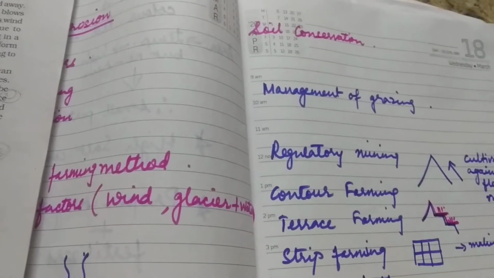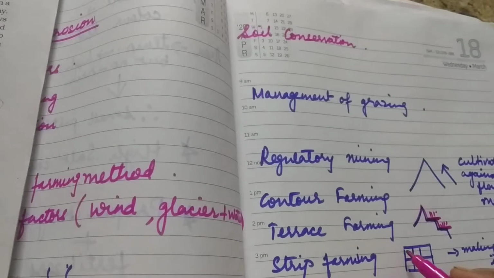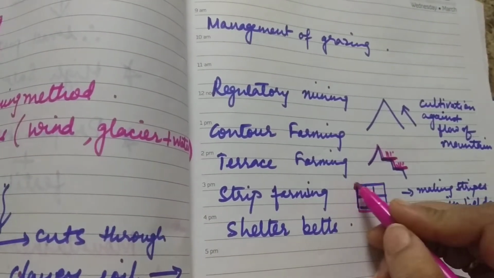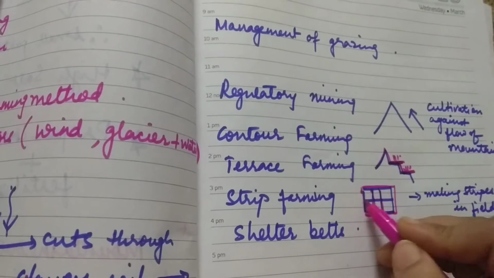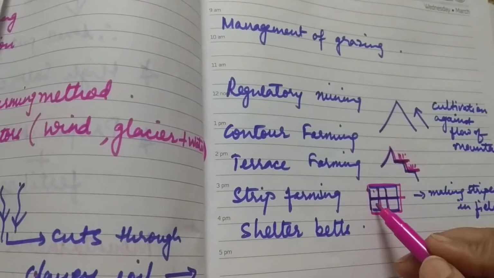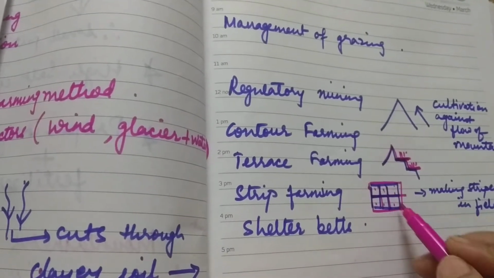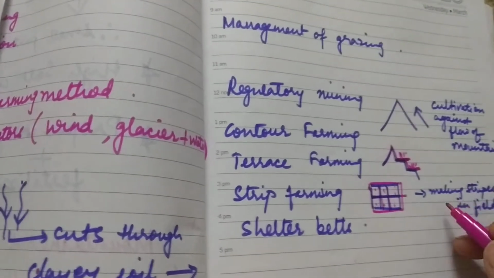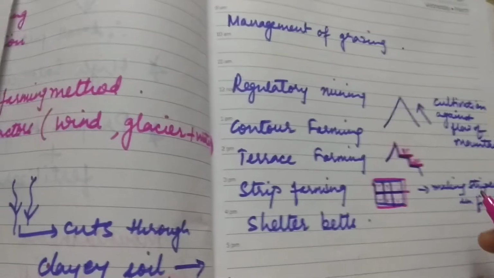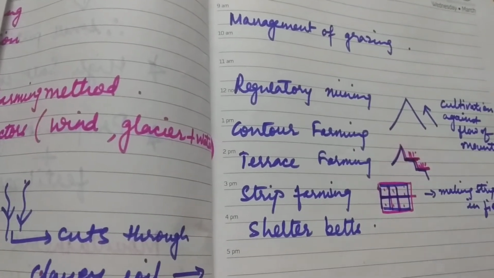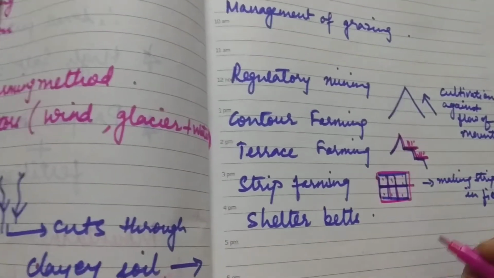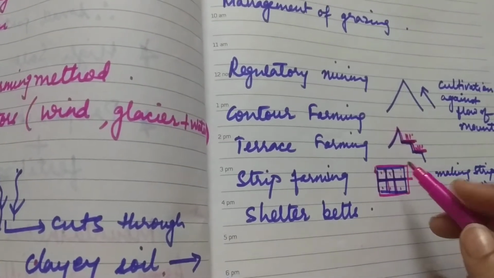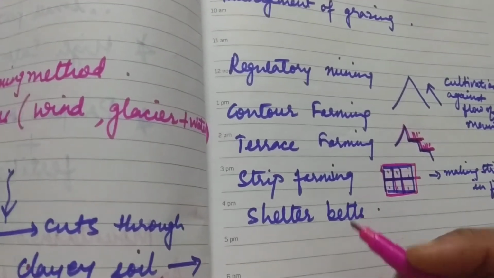Okay, then what is strip farming? Strip farming means when a plot of land is divided into small strips, and farming is done in these individual small plots. Now the strips are made so that water does not wash away all the soil altogether in one flow. So the strips act as a barrier and stop the soil erosion.